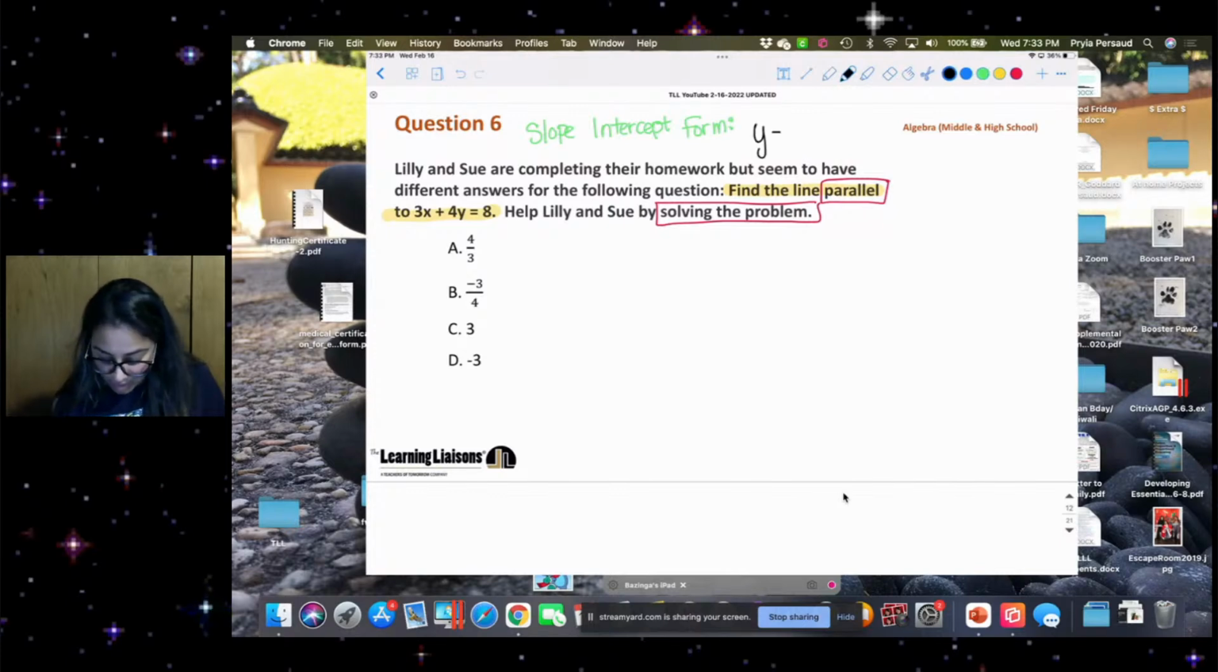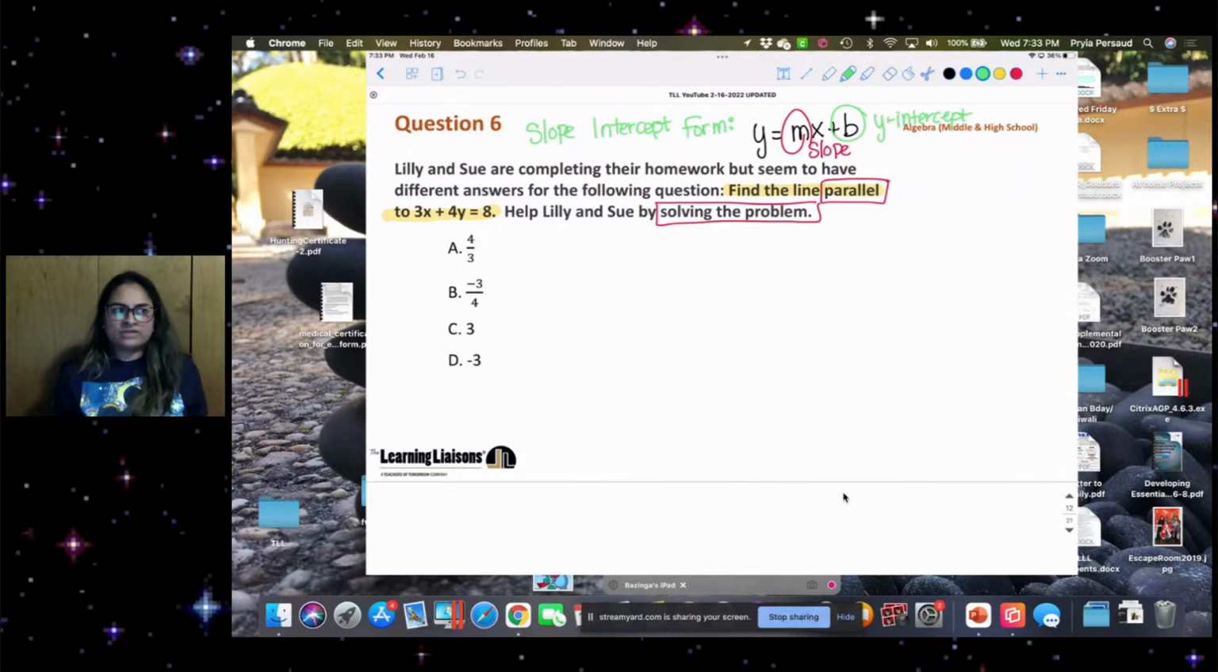Slope-intercept form is y equals mx plus b, where m is your slope and b is your y-intercept. Well, what's a y-intercept? It's like in football when they intercept the ball, so it's when the line crosses through the y-axis. Okay, doesn't seem so bad. Well, if we need to know that, we need to be able to convert the equation that we have into slope-intercept form. So we're going to have to do some shifting.